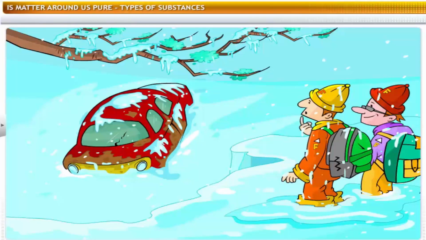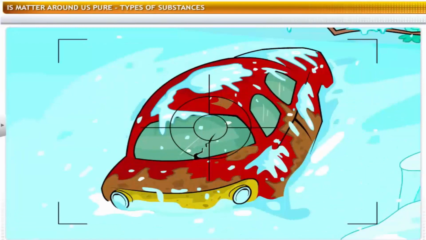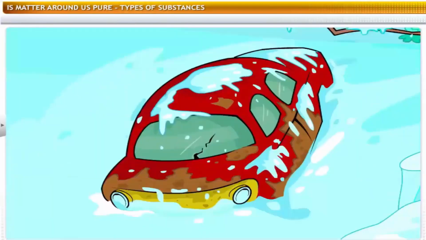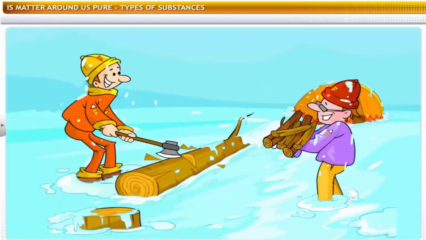Oofs! Look at the car, it's completely rusted. It was a great shot, dude.